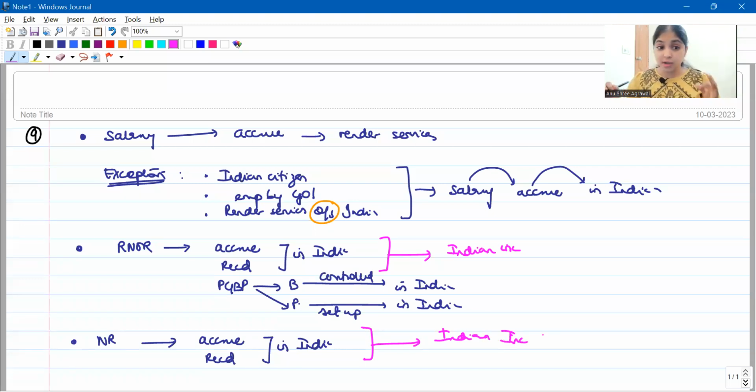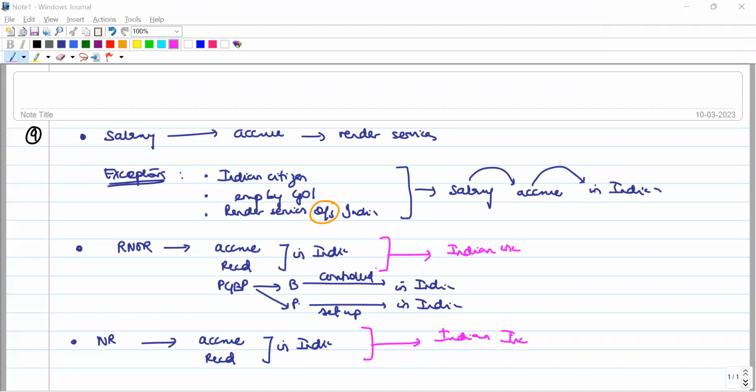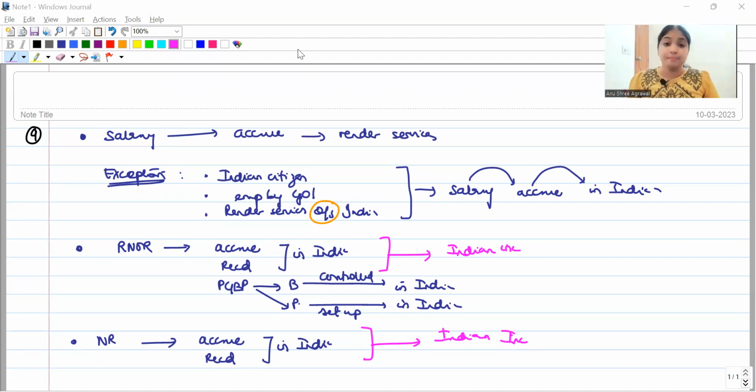So totally three concepts are involved over here. Concept number one: generally salary accrues wherever I render my services. If I'm rendering my services outside India, the salary also will accrue outside India. This is a general rule. But we have an exceptional case. In case I am an Indian citizen employed by the government of India, even if I'm rendering services outside India, still the salary will accrue in India. Okay, and then we learned RNOR, what kind of incomes are taxable, and NR, what kind of incomes are taxable.